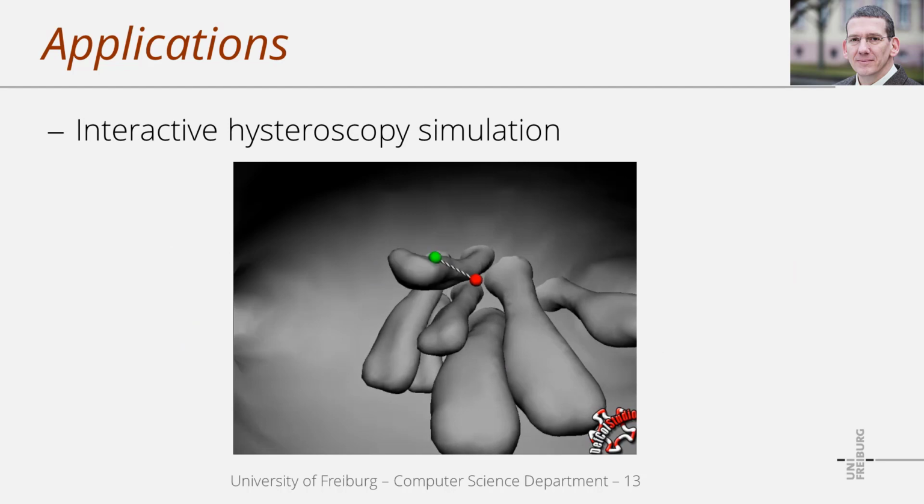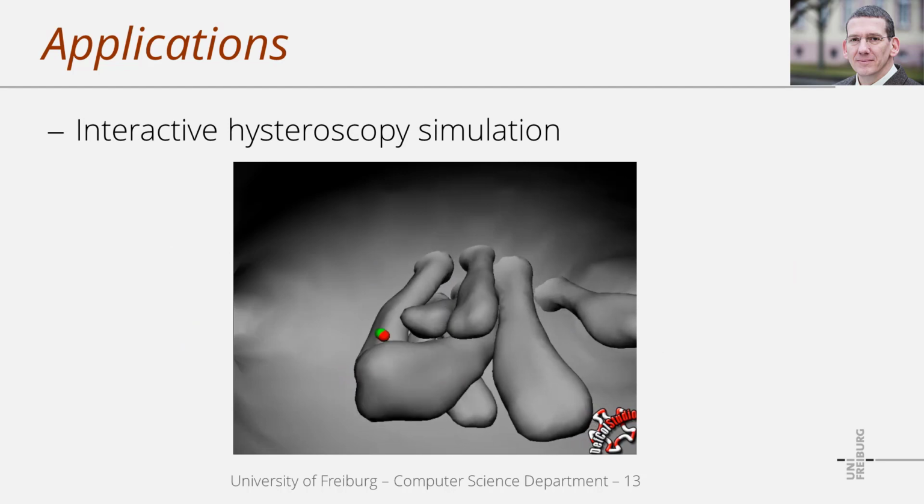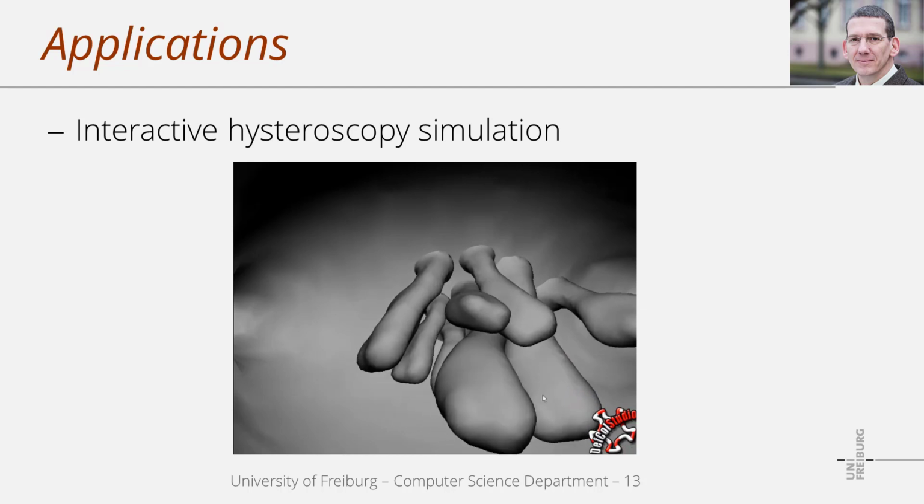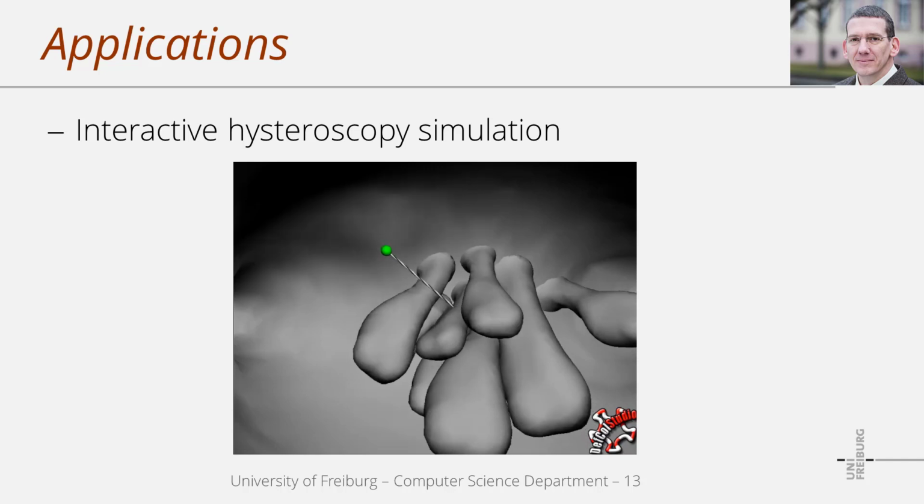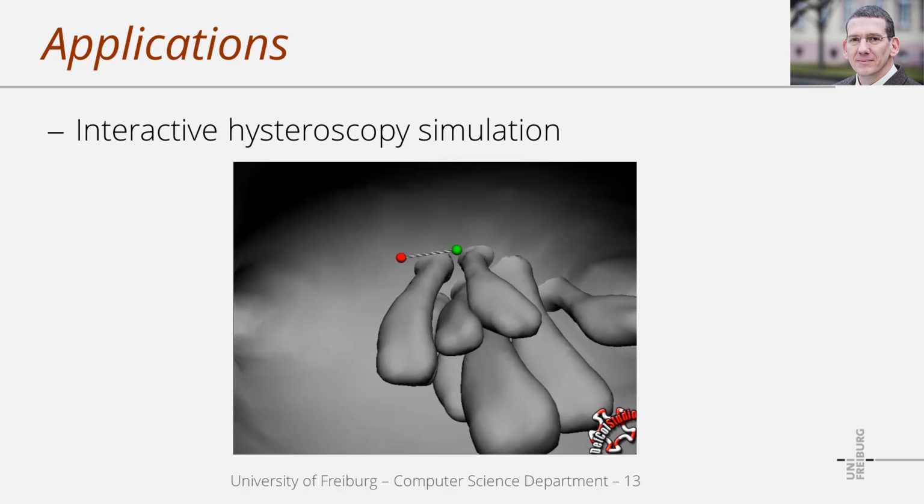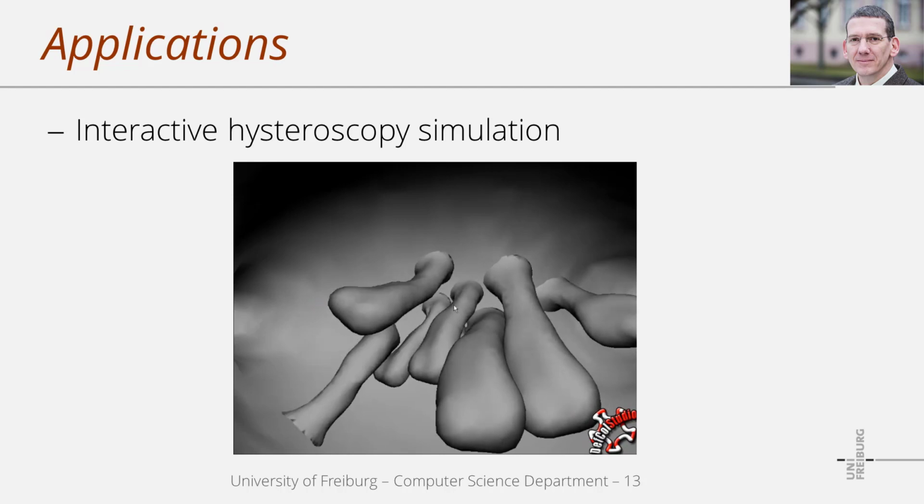Now here we see the interactive hysteroscopy simulation in action. We see the inside of a uterus and some polyps. You can see that a user can interact with these polyps and they deform and they interact with each other. And the structure in the background is also simulated as an elastic solid.